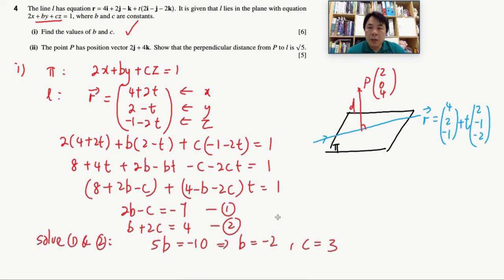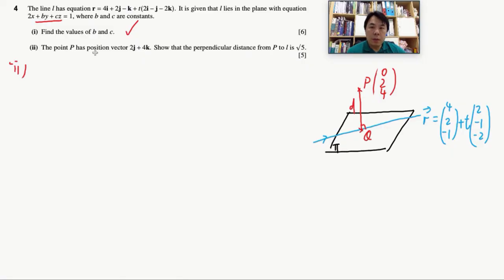Okay. Now, next for second question. The P has a position vector given as such. It's 0, 2, 4. I think if you refer to my previous sections, I think I wrote it down wrongly. It's supposed to be 0, 2, 4 here.